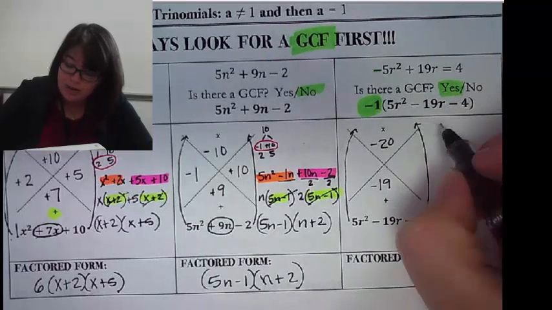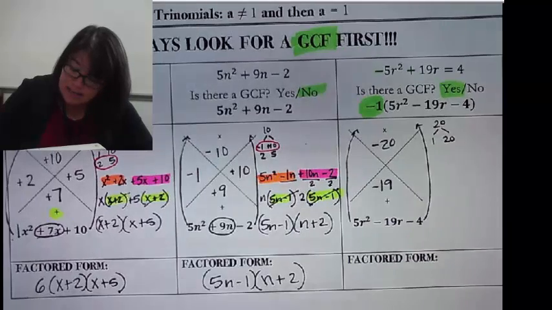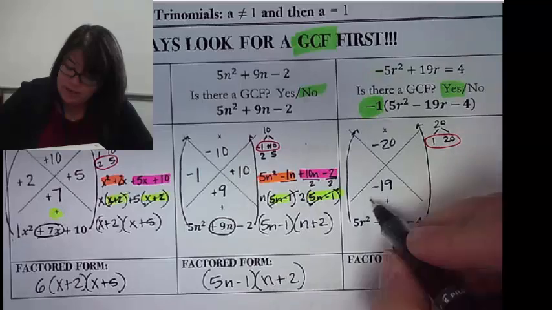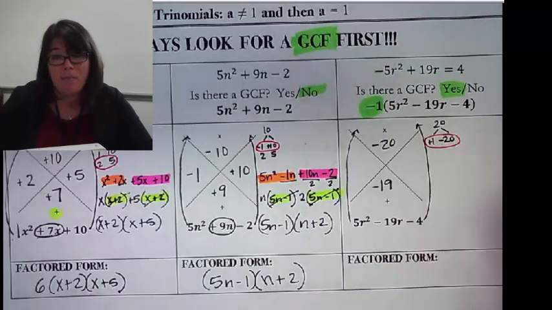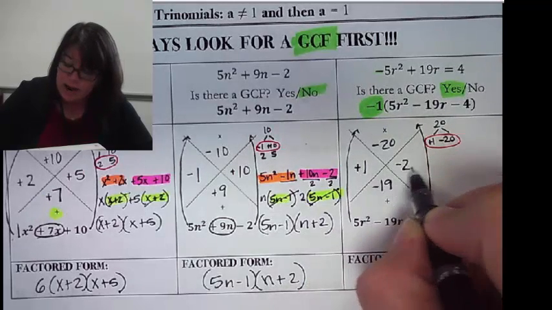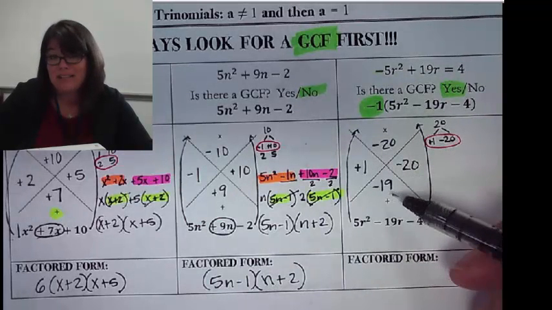Well, I know that if I factor 20, if I use 1 and 20, I can make 19 with 1 and 20 if, let's see, I want it to be a negative. So my big number is going to be negative, my small number is going to be positive. So when I multiply together positive 1 and negative 20, I get negative 20. Good. When I combine them, I get negative 19.